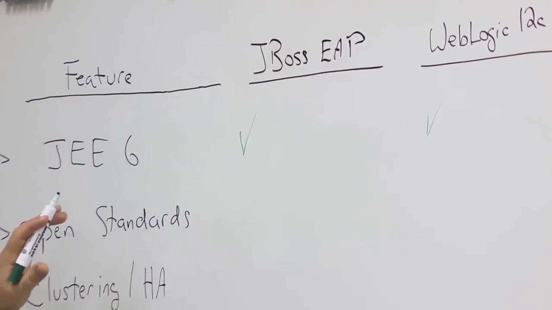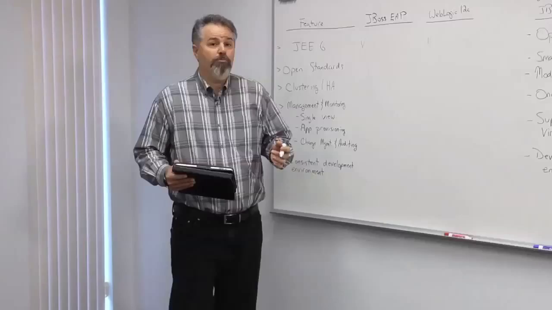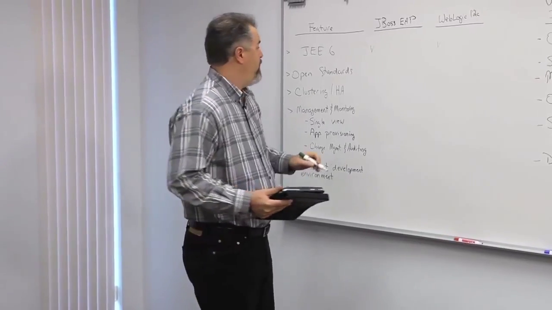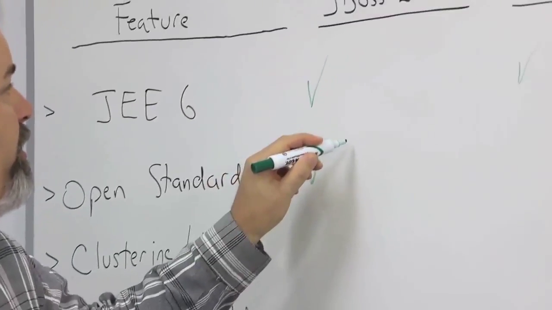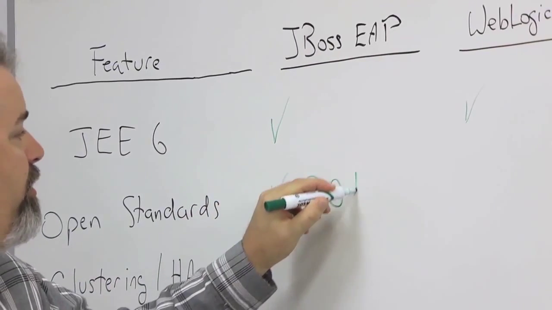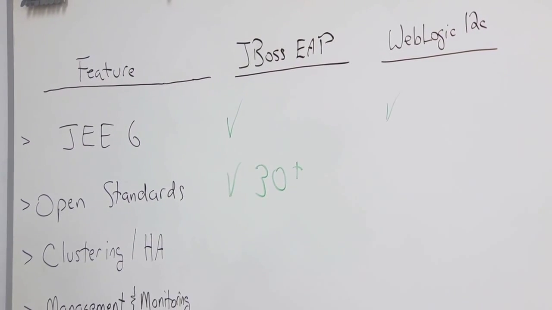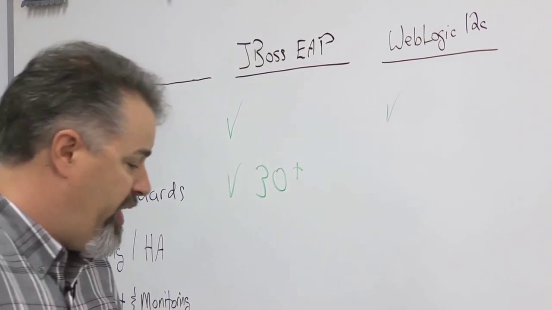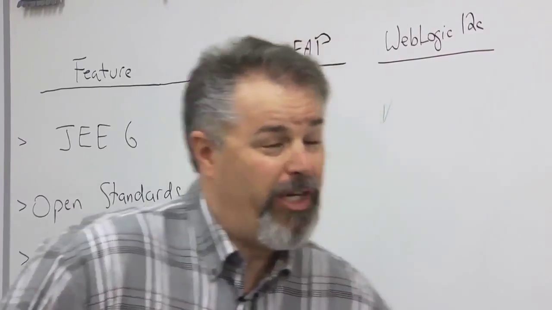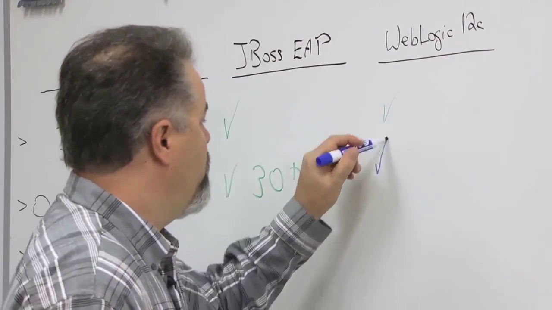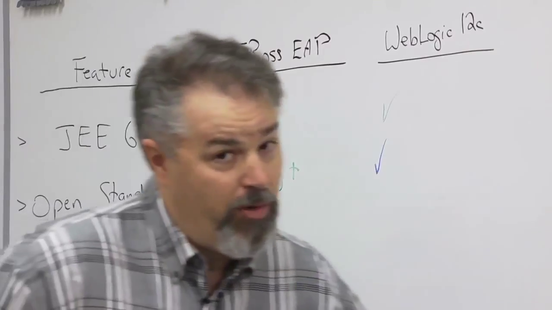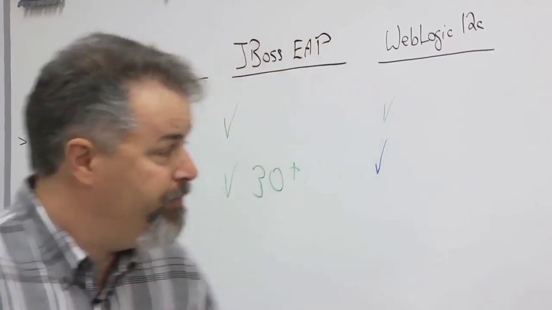Next, beyond the JEE6 specification, what are the open standards that are supported? There's broad support from both application platforms. In fact, with JBoss, there's actually 30-plus different open standards that are supported. And Oracle has similar support, but it's not quite exact. So while I don't give them a red check here, I'll give them a blue check because there's some things that they are missing. And we'll talk about one of those, OpenID, a little bit later.